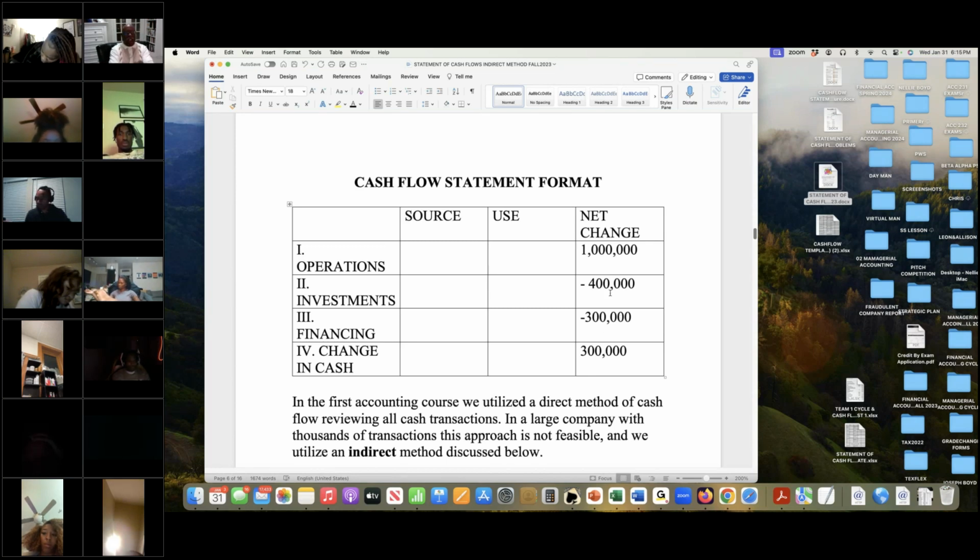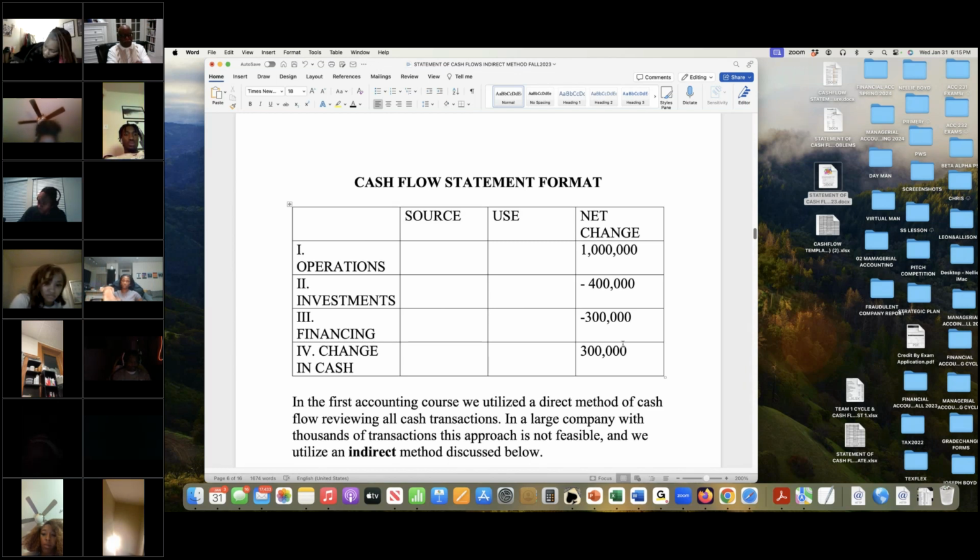So the statement of cash flow has these four sections. How much cash from operations? It needs to be positive. In a good company, the company is expanding, and so investments is going to be negative. Financing is going to be negative because they're paying dividends and paying off debts, and they have a positive change in cash. So this is the statement that you need to look at.